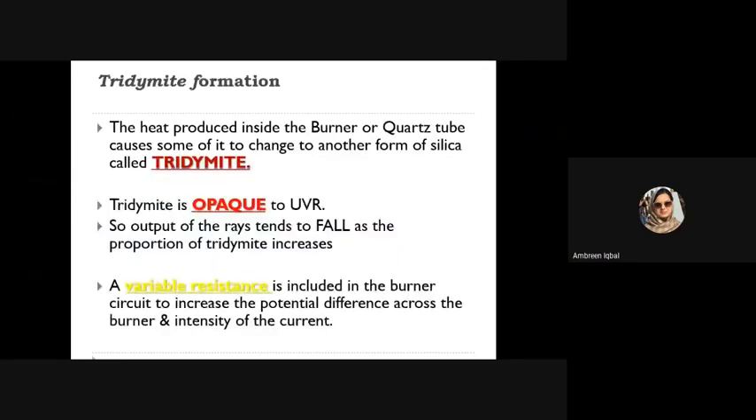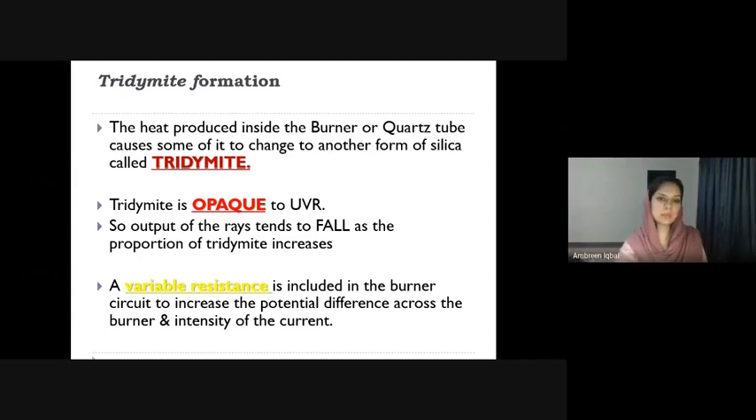This is another effect related to ultraviolet radiation by a mercury vapor burner: tridymite formation. As we know, this burner is made up of quartz crystal, so the heat produced inside the burner, a quartz tube, causes some of it to change to another form of silica called tridymite. Tridymite is actually opaque to ultraviolet radiation, so the output of the rays tends to fall as the proportion of tridymite increases.